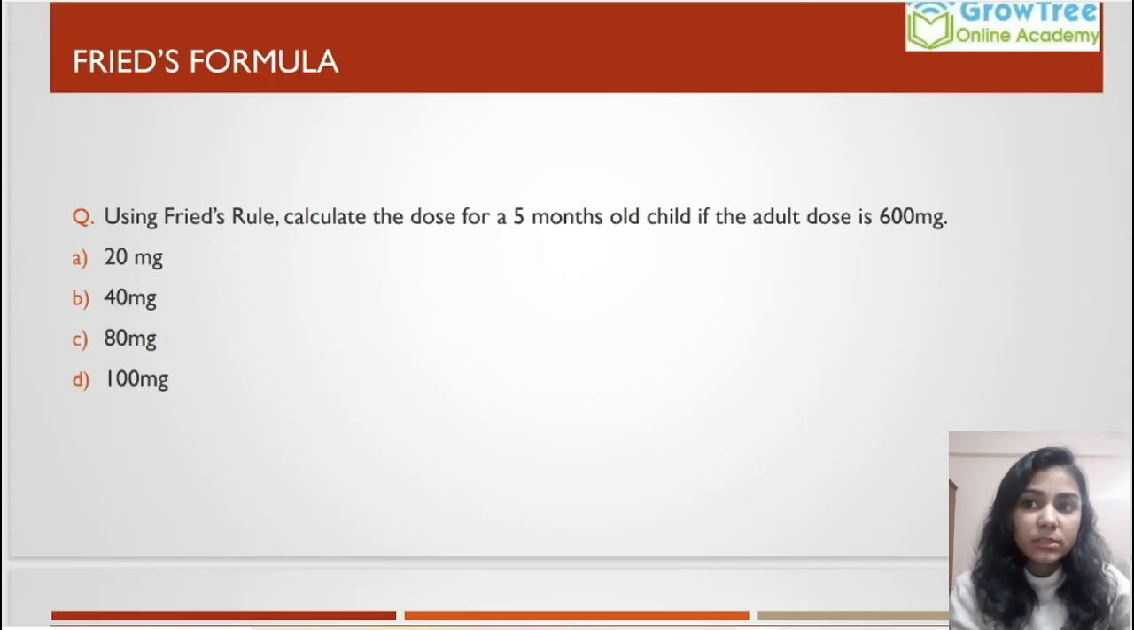So here we have a question based on Fright's formula, and the question says, using Fright's formula, calculate the dose of a 5 months old child if the adult dose is 600 mg. So we have here again the age in months and the adult dose.